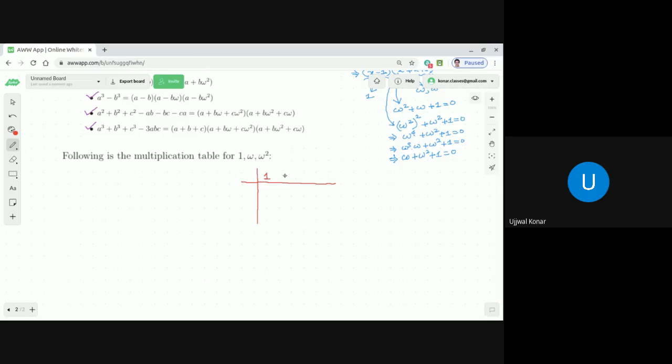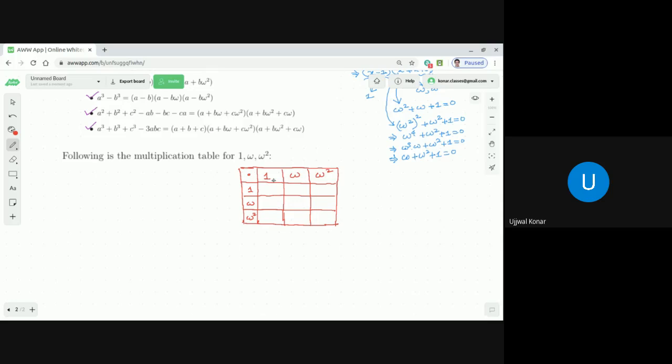1, then omega, then omega square. I complete this. And similarly, row wise, I'm writing 1, omega, omega square. Correct, dear students? So I'm just writing this table. Let me complete the table properly, and also let me draw the horizontal lines. Now here is the multiplication.